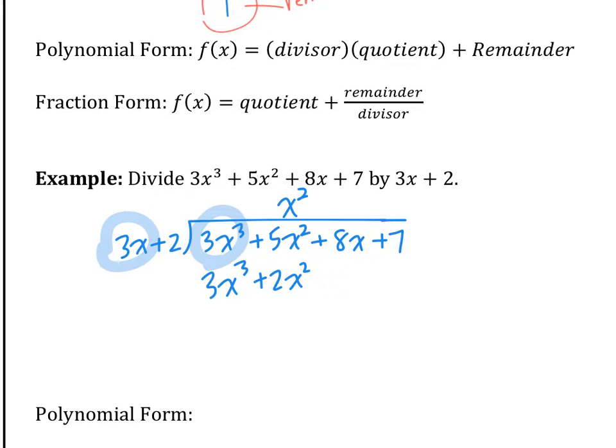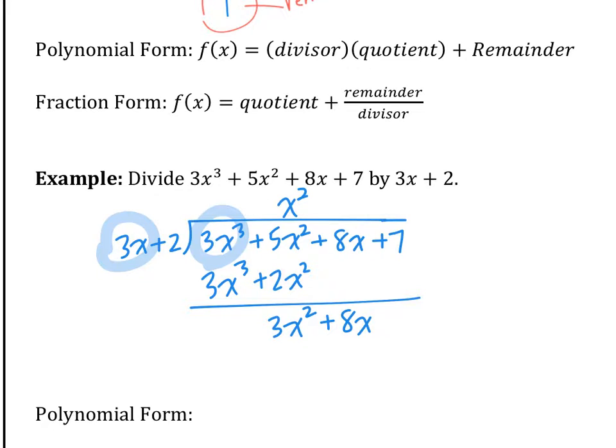Last row, what do we do next? Yes, very good, subtract. 3x cubed minus 3x cubed is 0, so leave that. 5x squared minus 2x squared is 3x squared. What do we do next? Yeah, bring down the 8x. We are going to do something with the 3x squared, but we're going to bring down the next term.